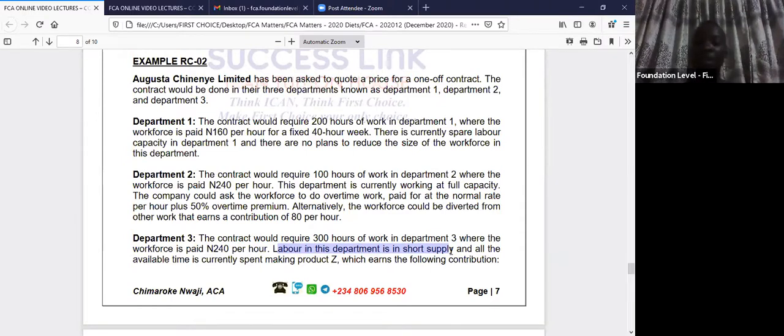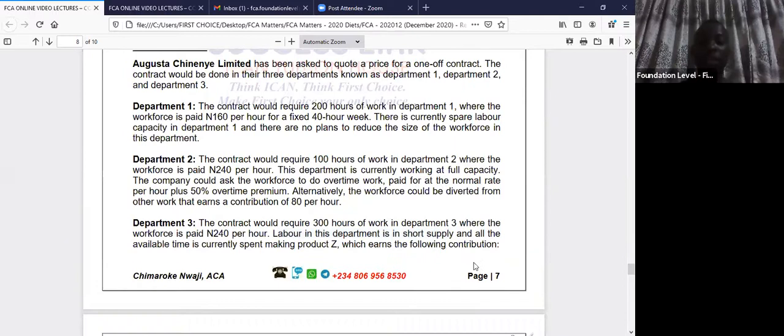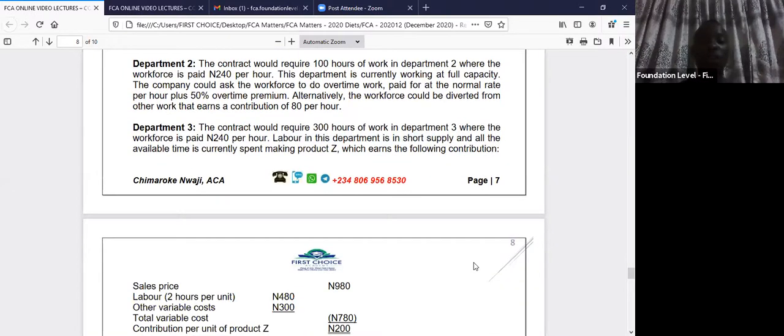And what does that mean? Since they're in short supply, there is possibly no idle time. And they say all the available time is currently spent making product Z, which earns a contribution of, look at the contribution. It means sales is 980, less labor and other variable costs. Contribution here is 200 naira.